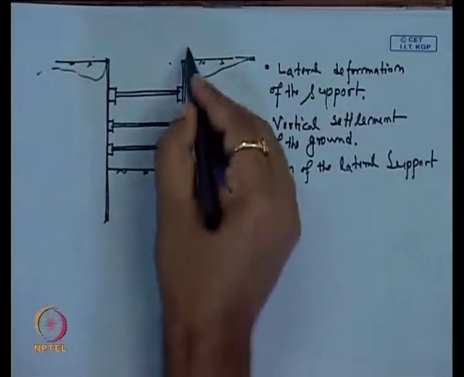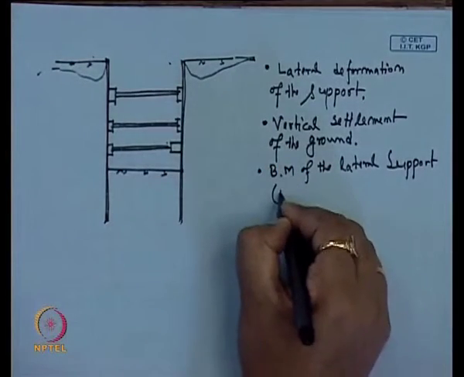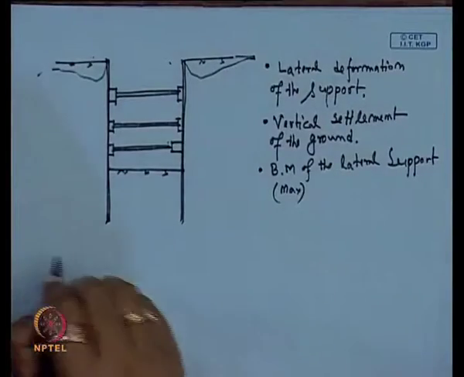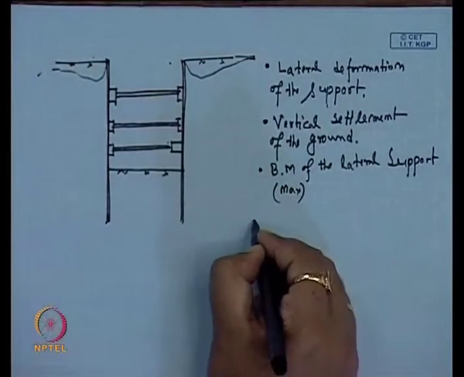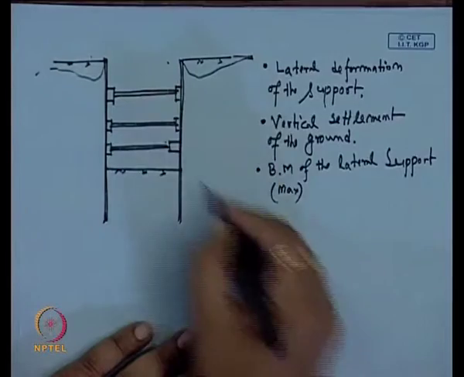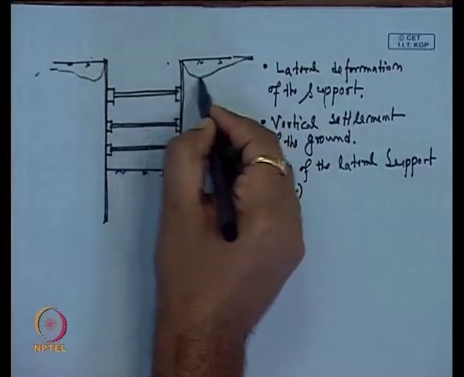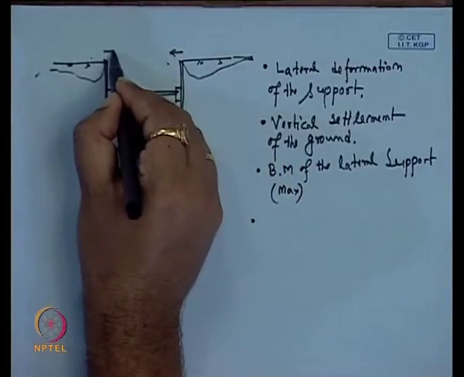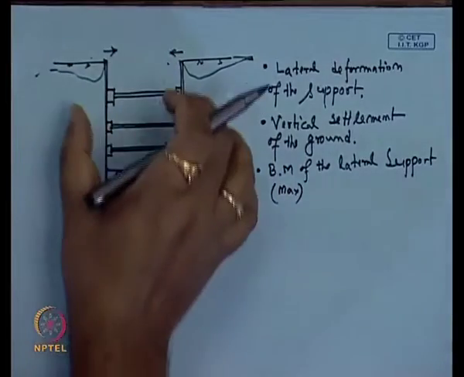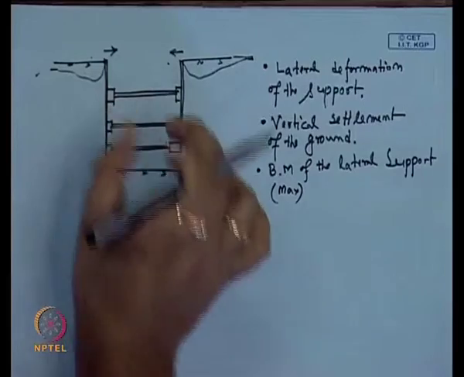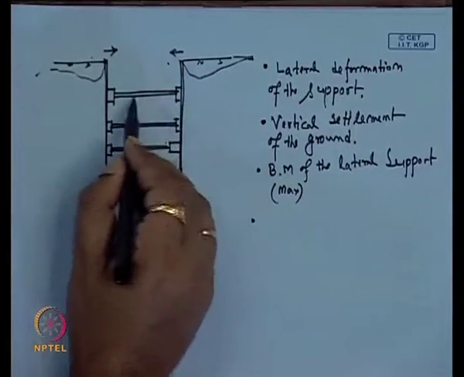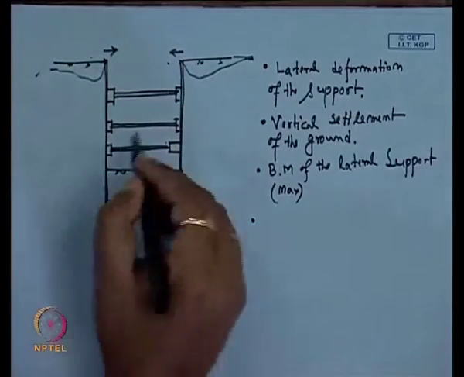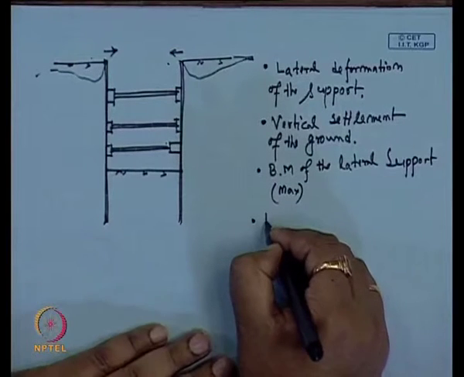So, when you choose this section, what is the maximum bending moment of this lateral support? Then what is the maximum force in the strut? The strut will be subjected to a compressive load when these two walls deform in this direction and this one deforms in this direction. So, that means this is the maximum force in the strut.